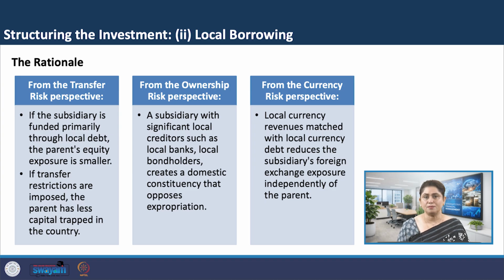From the currency risk perspective, local currency revenues matched with local currency debt reduces the subsidiary's net foreign exchange exposure independently of the parent's position. In short, local borrowing is simultaneously a financial hedging strategy and a political strategy. It embeds the subsidiary into the local financial system in a way that raises the cost to the host government for any adverse action it plans to take.